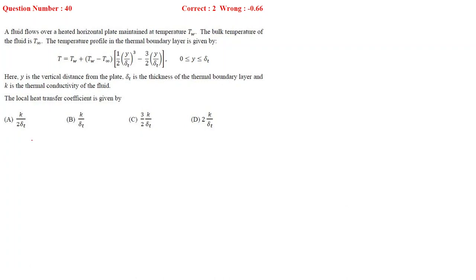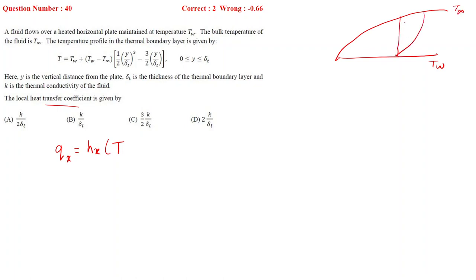Okay, so let's just solve this question online only. Here we have been given a temperature profile and we have been asked to find the local heat transfer coefficient. Ultimately, this local heat transfer coefficient we define as Qx equal to Hx. Then if we have this temperature profile as Tw and this is T infinity, this is how my velocity profile will look. And then we will be having the thermal boundary layer of thickness delta T over here.